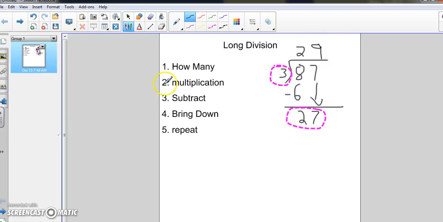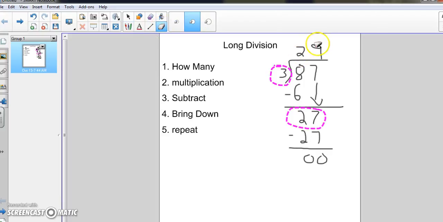If I recognize my next one, multiplication, I've already used this 2. We aren't going to use this 2. Now it's 9 times 3 is 27. And we subtract down. 7 minus 7 is 0. 2 minus 2 is 0. I have no remainder.